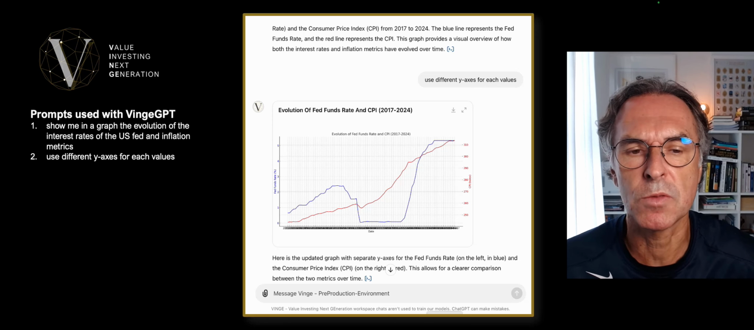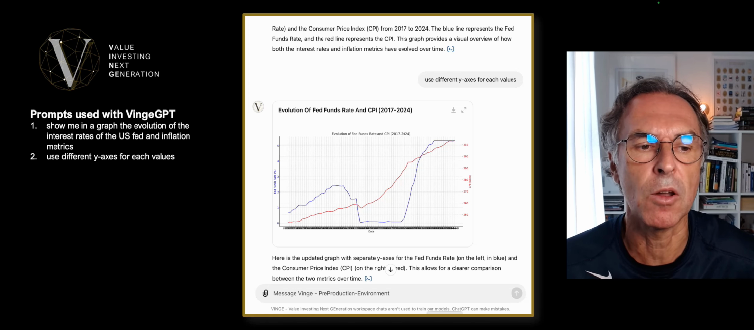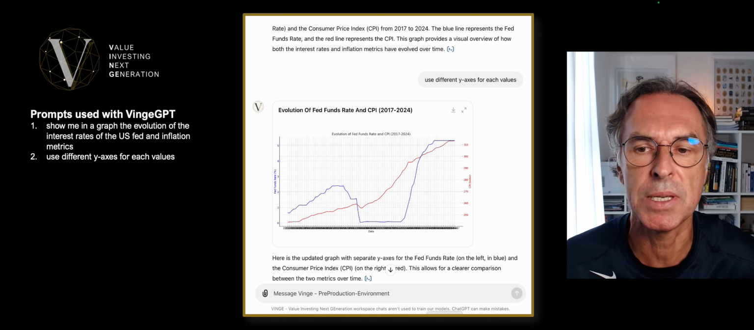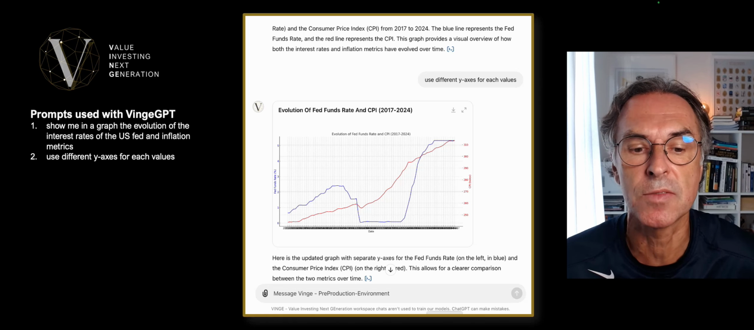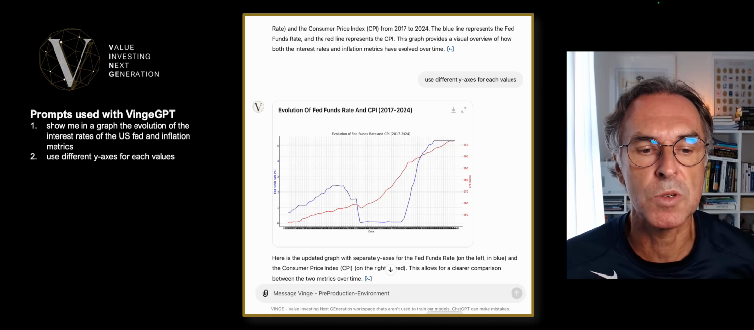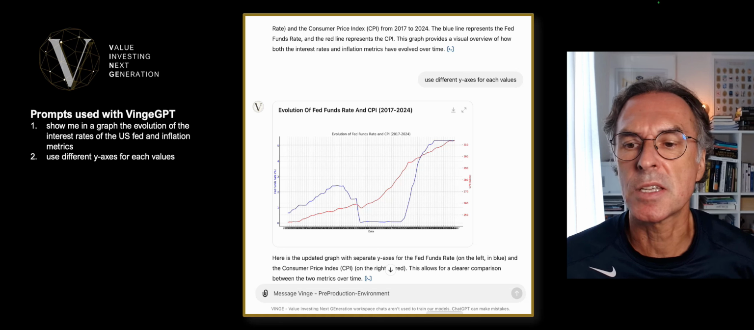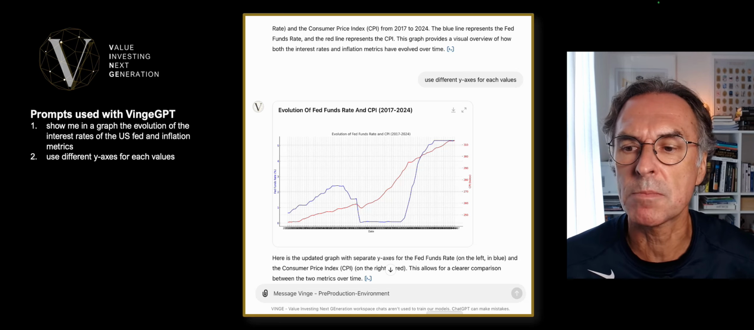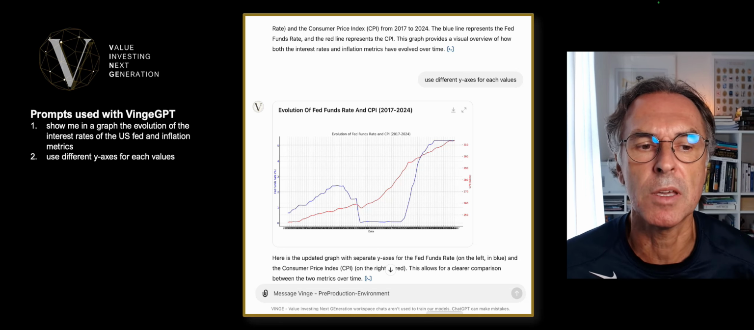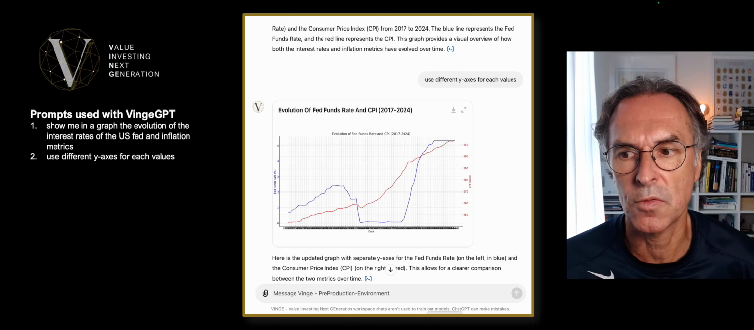It's a sequence of two prompts where I ask VingeGPT to provide me, first of all, the interest rates from the US Federal Reserve, and then also the consumer price index, or the CPI. You see that I did not specifically ask for it, but it provided me those results. Also, without me telling VingeGPT, it provided me data from 2017 to 2024.